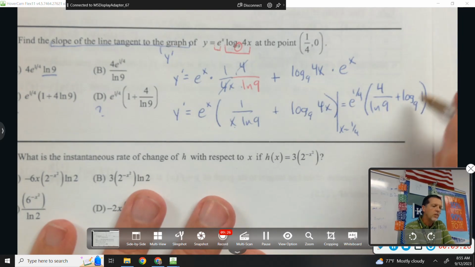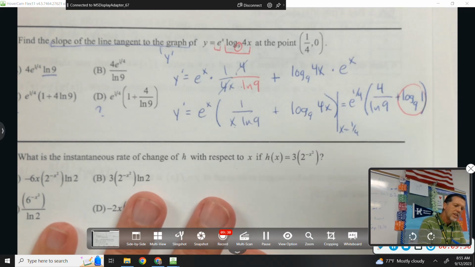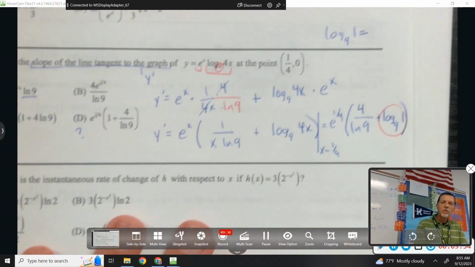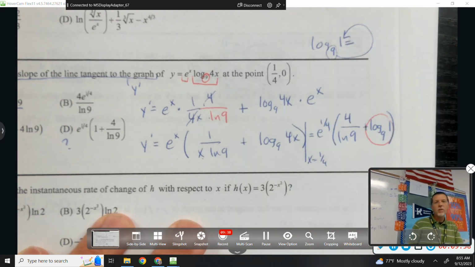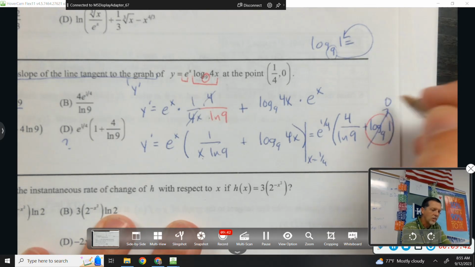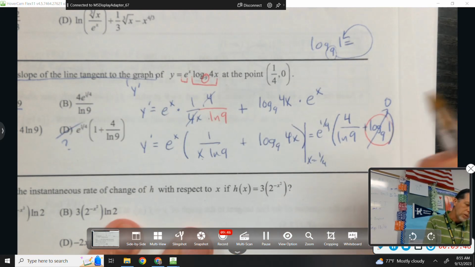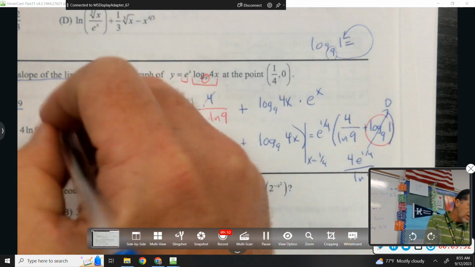What's the log of 1? Think back to the old loop-de-loop fishhook thingy. 9 to the what would give me 1? 0. So that's 0, which means it was not C or D after all, because one of those terms went away. So 4 e to the 1/4 over natural log 9. That would be answer choice B.